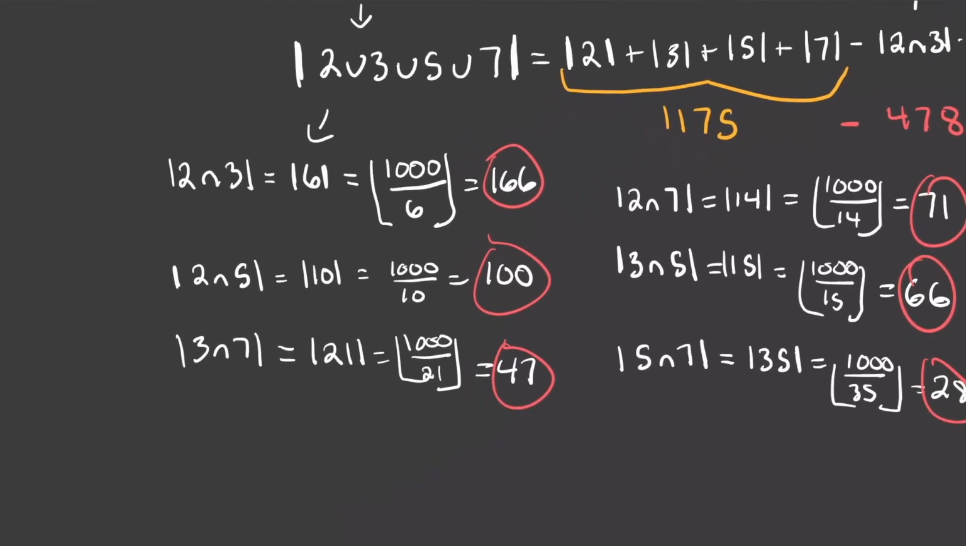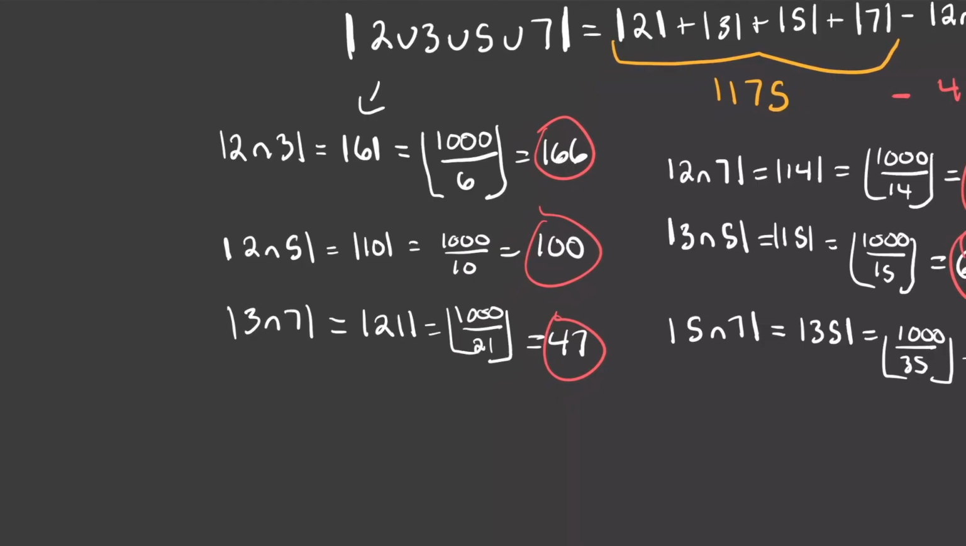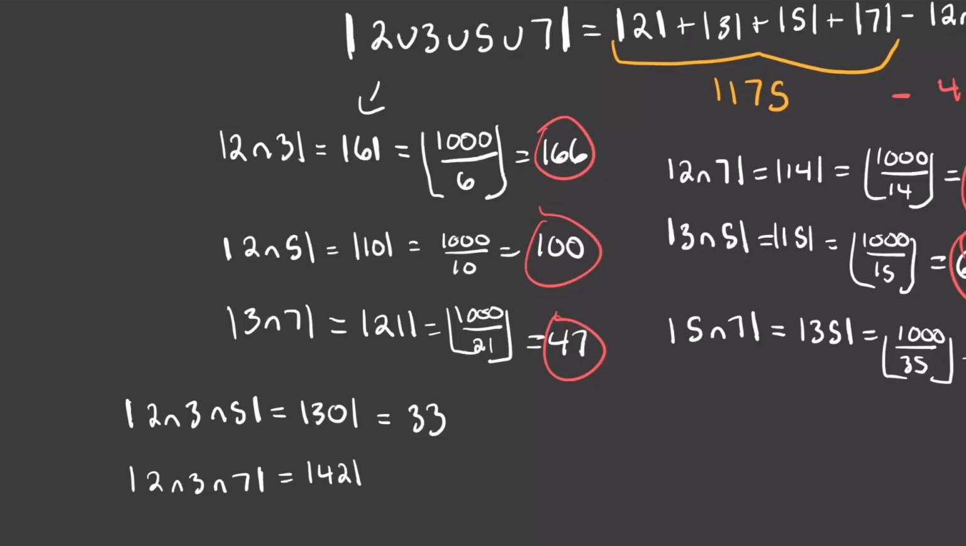Okay, now we still need to add back on the triple intersections, right? This is inclusion exclusion. So there are going to be 4 different triple intersections, right? 4 choose 3. So first, let's start off with 2 intersection 3 intersection 5. That just means the number is going to be divisible by 30, right? When we multiply all 3 of these. When we take that floor function 1000 divided by 30, it's just going to be 33. Now let's do 2 intersection 3 intersection 7. So 6 times 7, that's going to be 42. All the numbers divisible by 42. Same floor function, we're going to get 23.